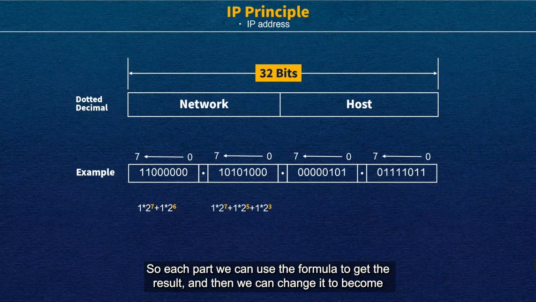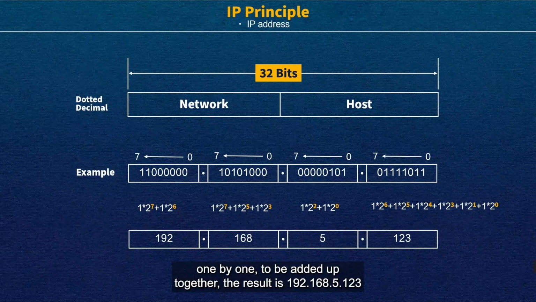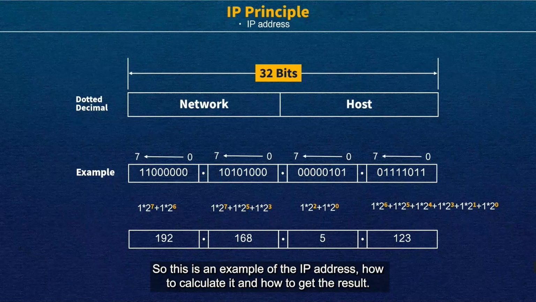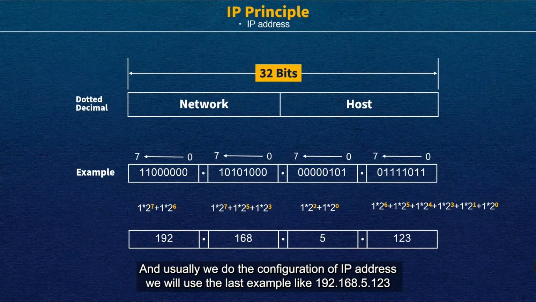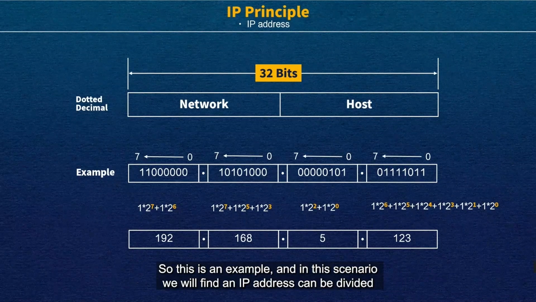So for each part we can use the formula to get the result, and then we add them all together one by one. The result is 192.168.5.123. So this is an example of an IP address, how to calculate it and how to get the result. And usually when we do the configuration of an IP address, we will use the last example, like 192.168.5.123. So this is an example.